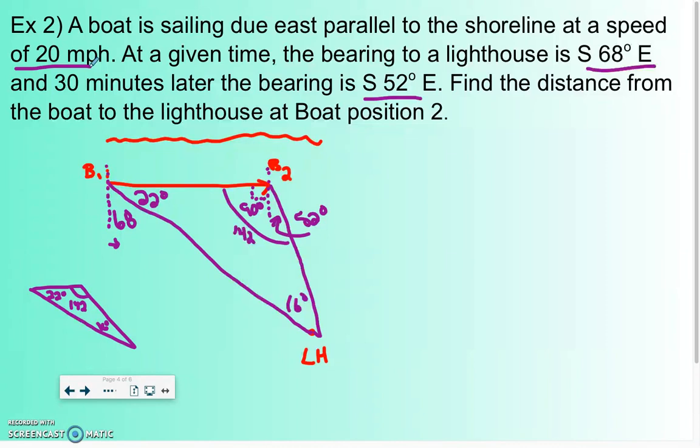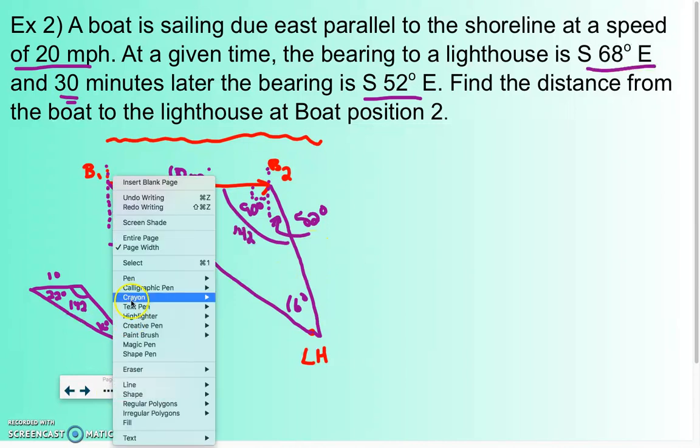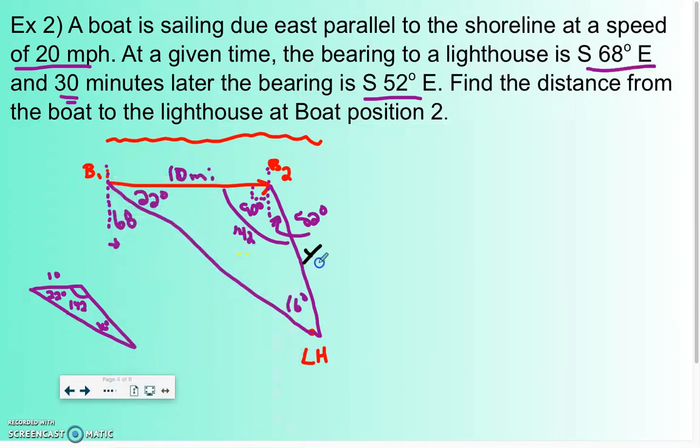We're traveling at 20 miles per hour, and we've gone 30 minutes so far from boat 1 to boat 2 position. So we have to take 30 minutes of an hour, or 60 minutes, which is a half. So therefore we've traveled 10 miles in this 30 minutes that has passed. So now we have the 10 miles there. So it says find the distance from the boat to the lighthouse at boat position 2. So when we're actually solving this, now we're putting in our unknown variable. I'm looking for this value first.